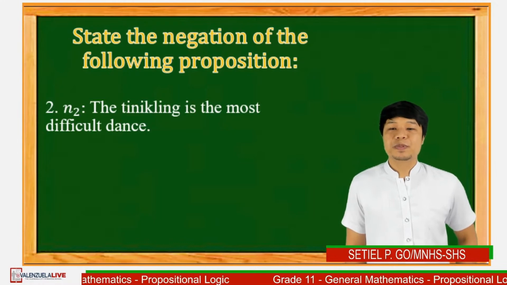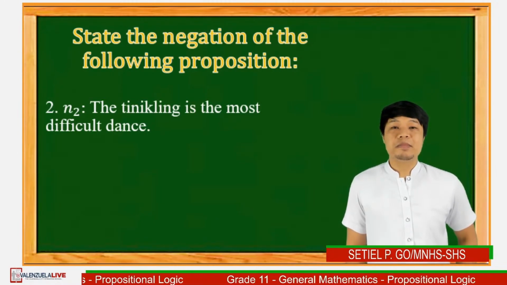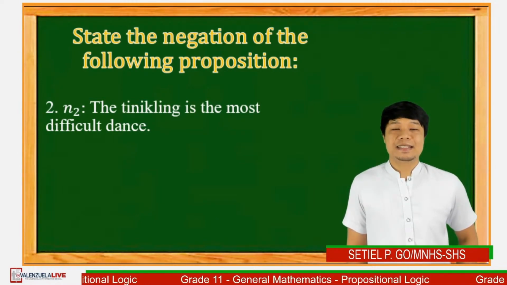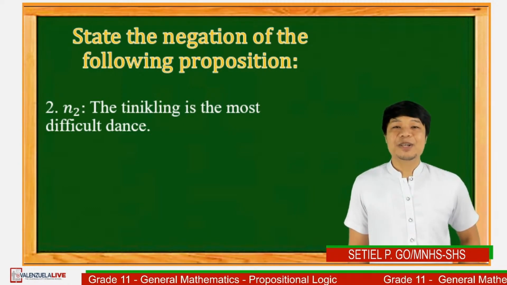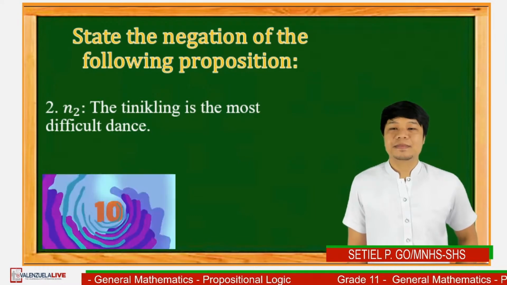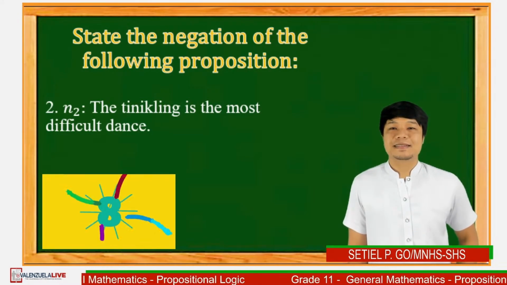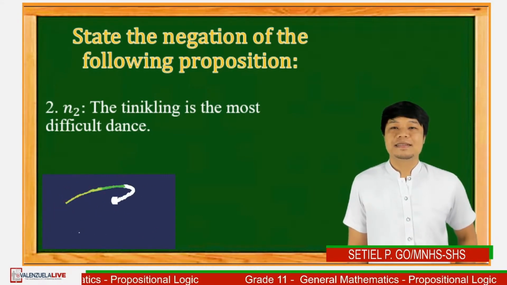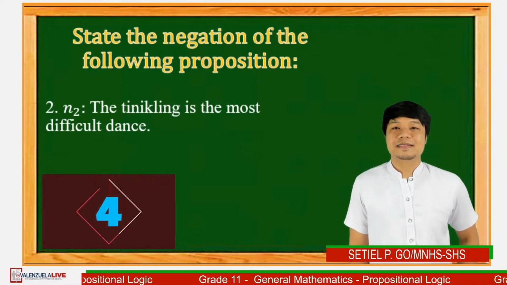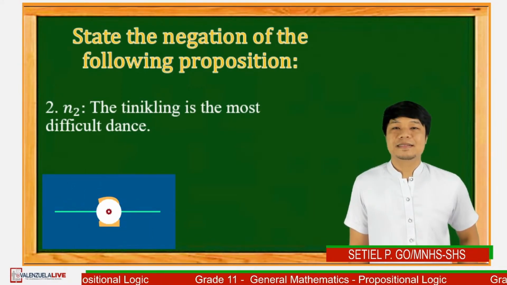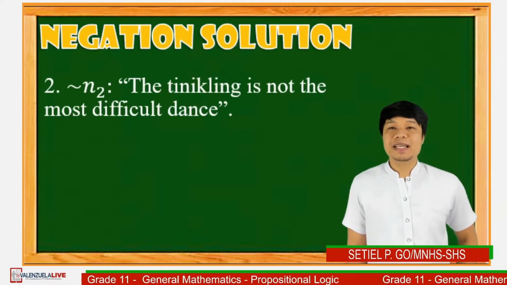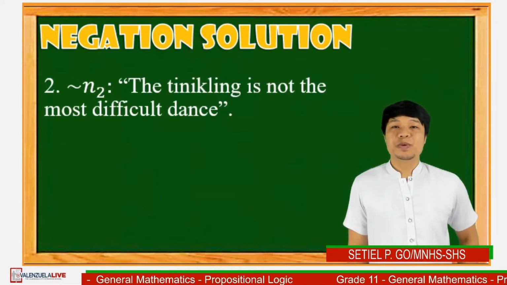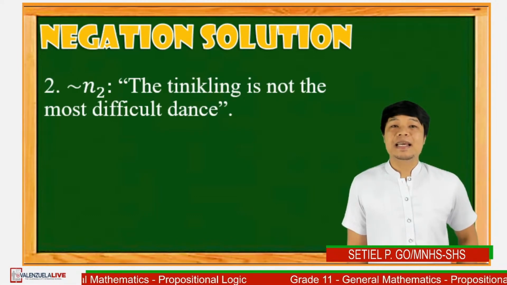Next, let's have number 2. N of 2, wherein the tinikling is the most difficult dance. Grade 11 students, I'll be giving you 10 seconds again. Go! Okay, time's up. So, the correct answer will be the negation of N2, which is: the tinikling is not the most difficult dance.